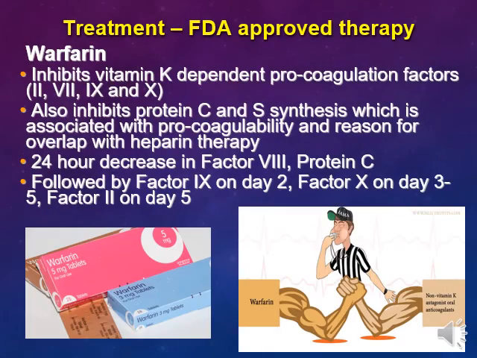So the new oral anticoagulant or direct oral anticoagulant is more specific and effective in the treatment of DVT and as maintenance therapy after discontinuation of the injectable heparin or low molecular weight heparin. This is the warfarin, as I mentioned, acting on the factors depending on vitamin K, like factor 2, factor 7, factor 9, factor 10.